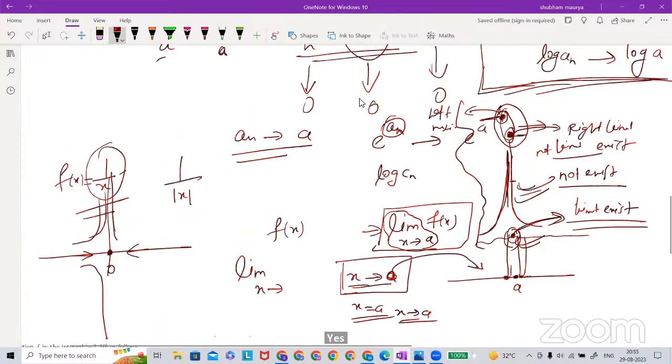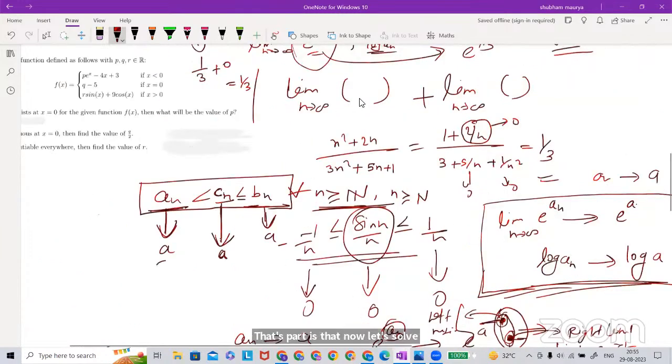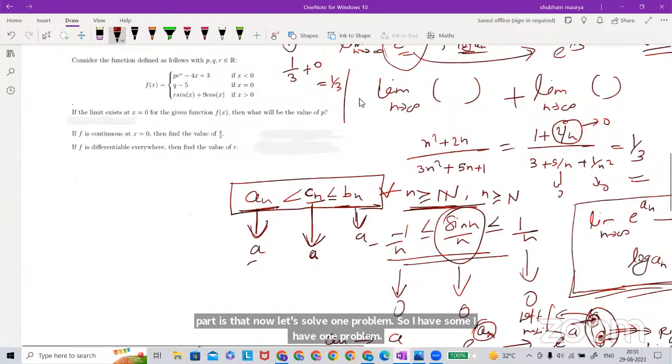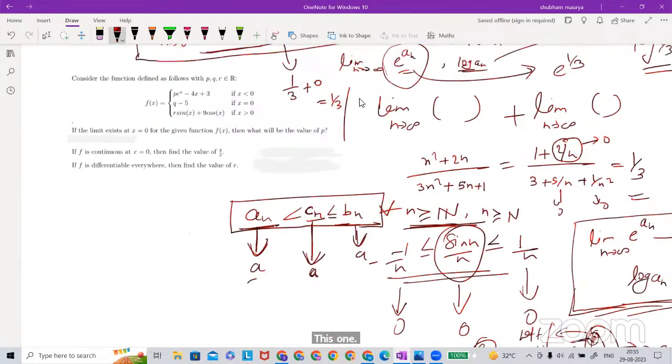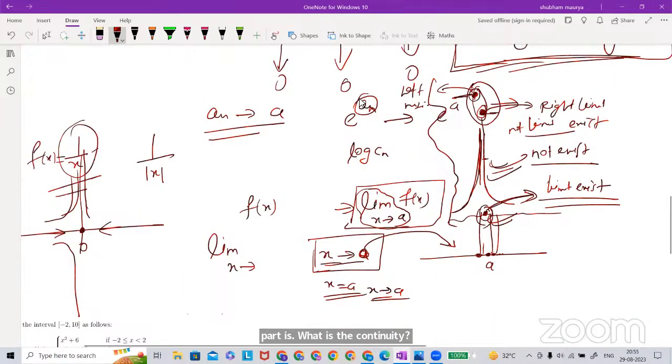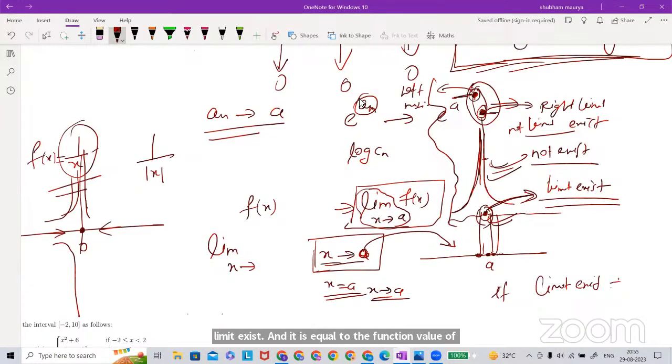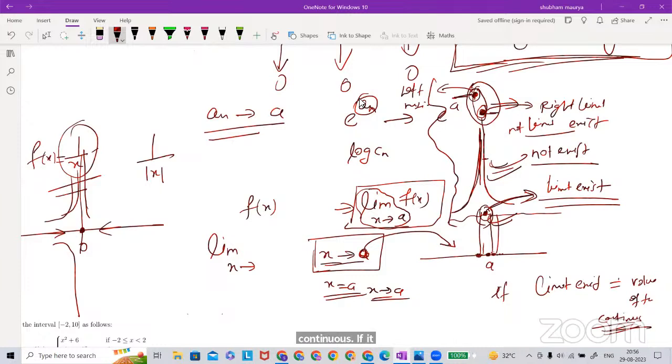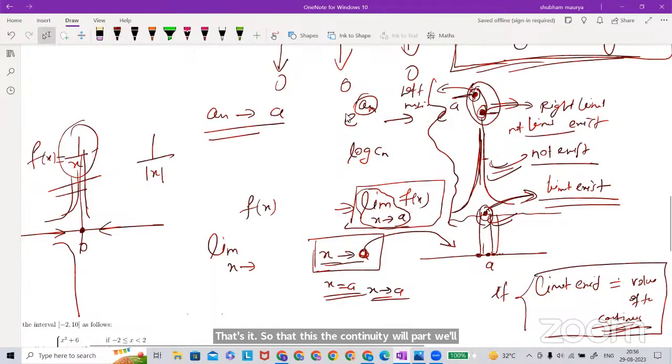So I have one problem. This one. So let me tell you about continuity. What is continuity? Continuity is nothing but if the limit exists and it is equal to the value of the function, then the function is called continuous. That's all. So we'll see the continuity part with an example. It will be more clear to you, as I have one problem based on this.